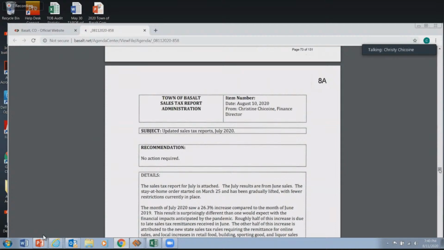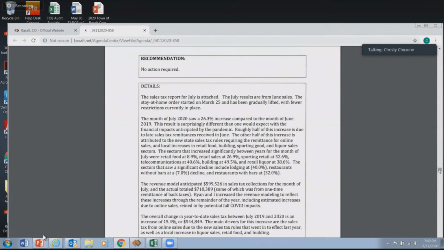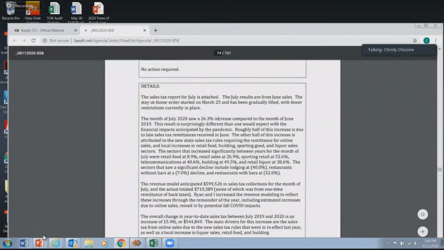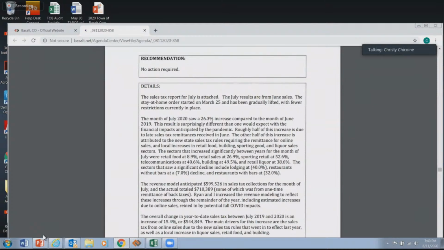But our July sales tax numbers were incredibly high compared to even the prior year, with a 26.3% increase. Now, half of that increase, roughly 13% of it, was because of back sales tax that was collected in the month of July. The other 13% was because of these sectors as noted here: retail food and retail sales, sporting retail, telecommunication, building, and retail liquor. And the same categories saw a significant decline as the prior month: lodging and restaurants. Mostly due to the COVID impacts, I'm sure.